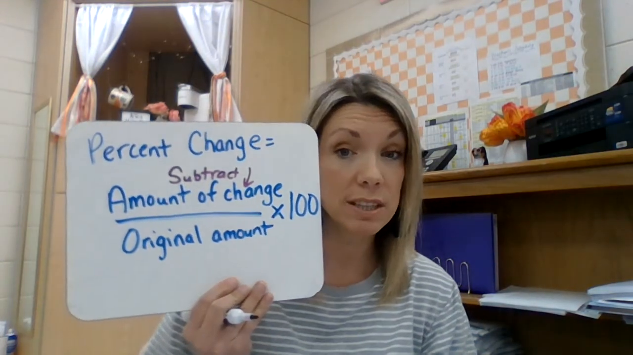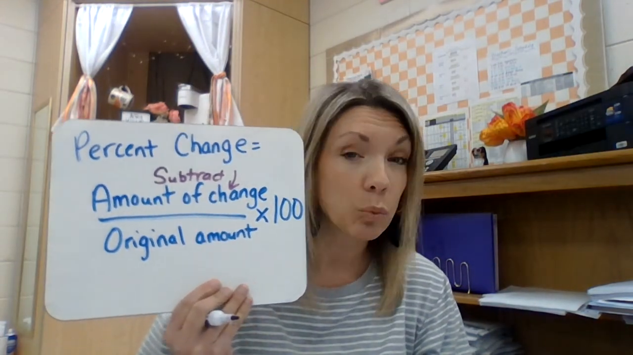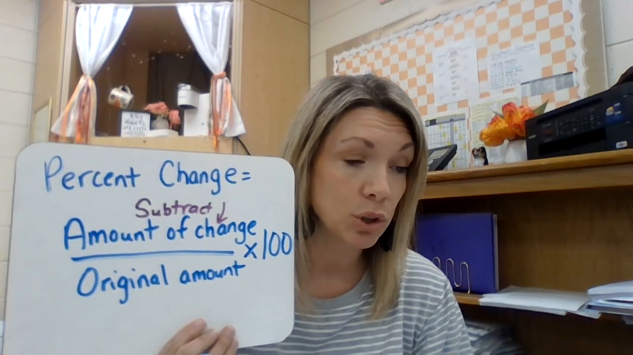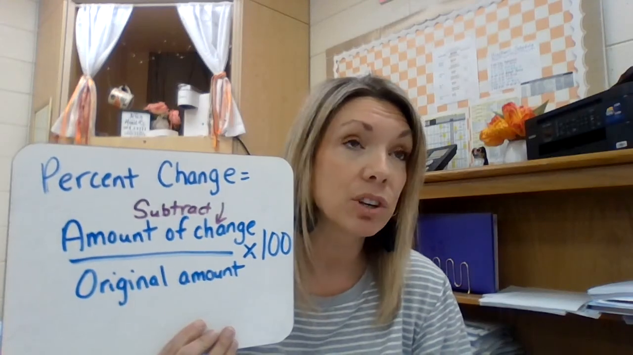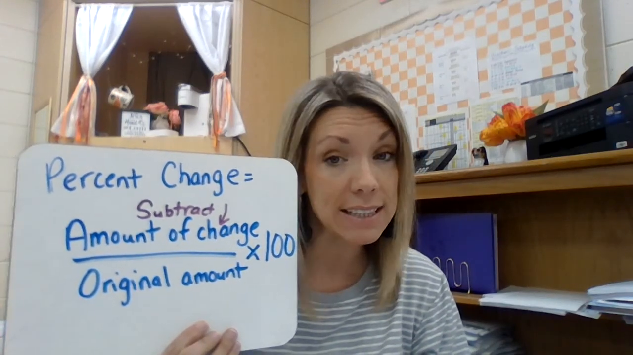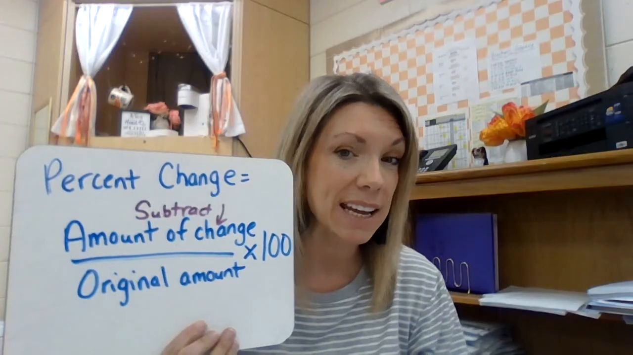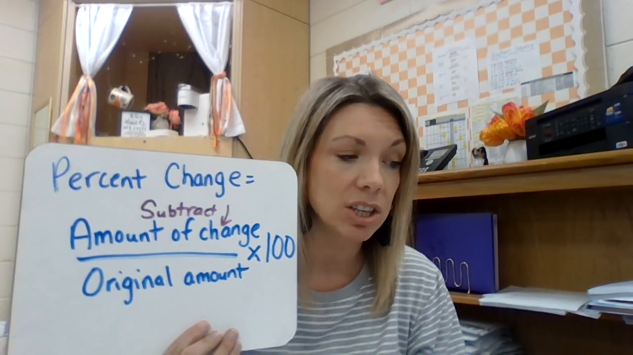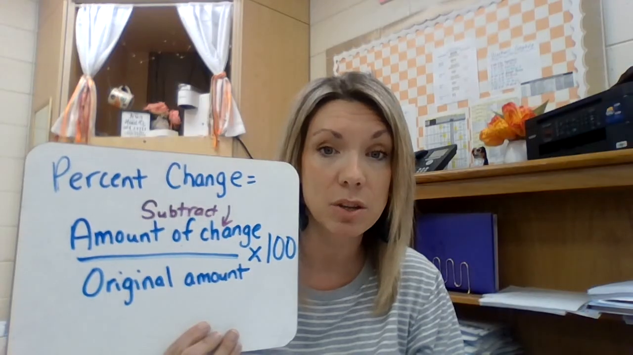Let's do a quick percent change example problem. So we will use this formula, and I'll read a quick word problem to you. Jack sells t-shirts for his school during the football games. At the first game, Jack sold 120 t-shirts. At the next game, he sold 68 t-shirts. To the nearest percent, what is the percent change in the number of t-shirts Jack sold?